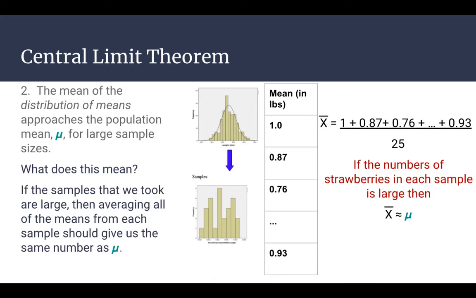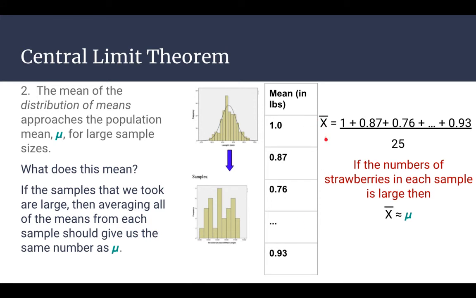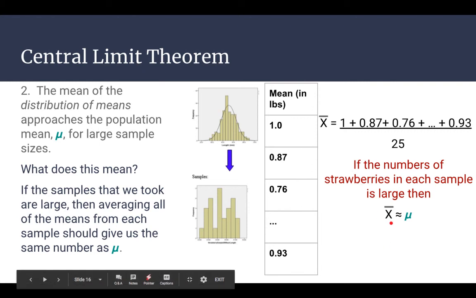Property 2 says that the mean of the distribution of means approaches the population mean mu for large sample sizes. So what does this mean? If the samples that we took are large enough, then averaging all of the means from each sample should give us the same number as mu. So if I took all of these means and took the average of all of these means, this would be my sample mean, which I'm going to call x bar. If the number of strawberries in each sample is large enough to approximate the normal distribution, then I would expect my sample mean to be about equal to my population mean.